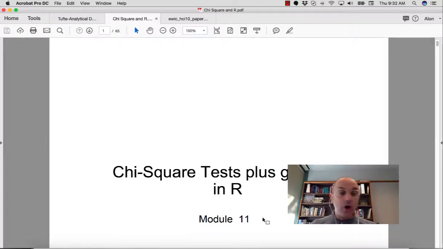Today we're going to talk about chi-square tests. Plus, I'm going to start talking about graphics in R and what it entails. And yes, graphics in R entail statistical analysis, so part of my aim is to show you what to do with it in order to produce more meaningful graphics in R using statistics.